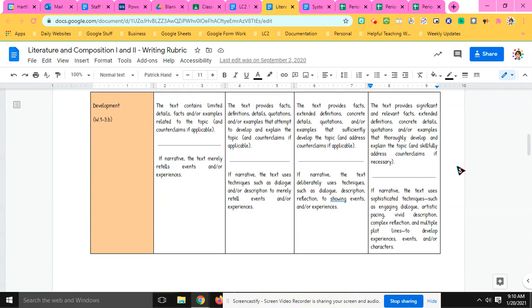Next is development. When we develop something, right, we enlarge it, we make it more clear, we give it some more meaning, right? So to earn a 4, it reads, the text provides significant and relevant facts, extended definitions, concrete details, quotations, and or examples that thoroughly develop and explain the topic and skillfully address counterclaims if necessary. So this is where you're going to be diving into the research, right? So to develop it, not only were you throwing the quotes or the facts or statistics in there, but you were developing it, right? That's where we got to the explanatory writing.